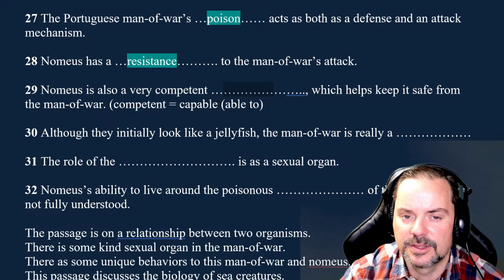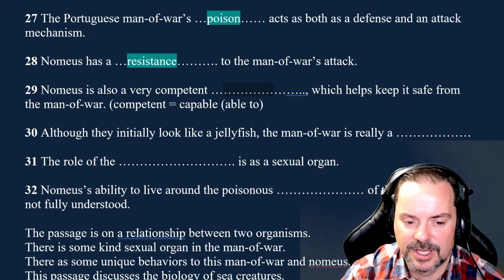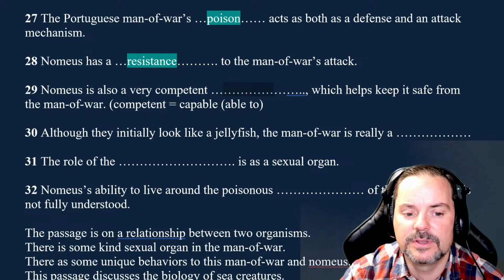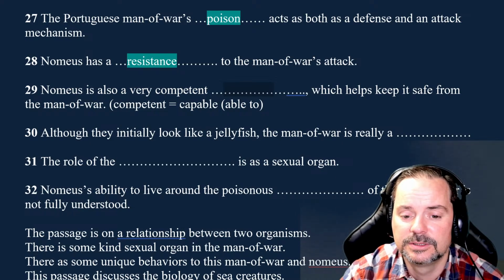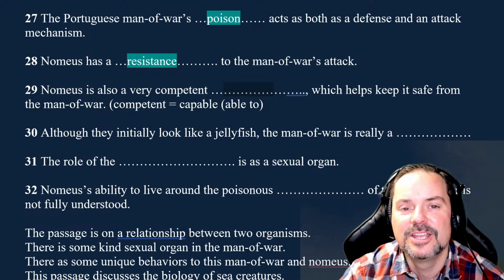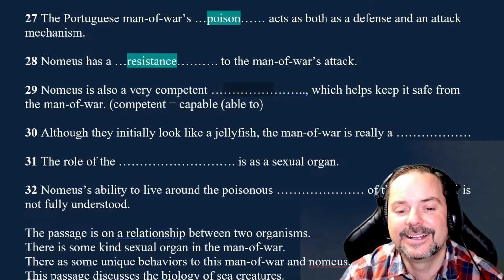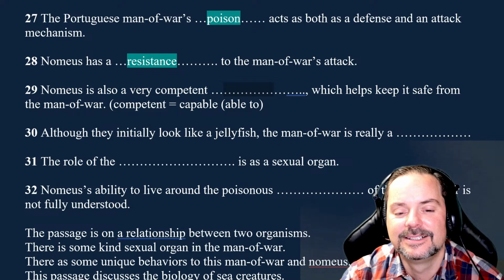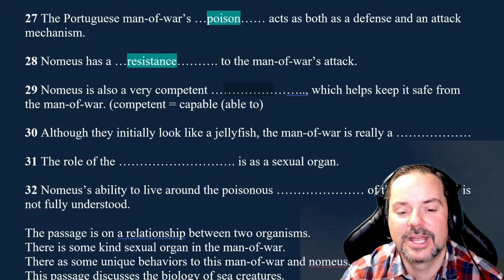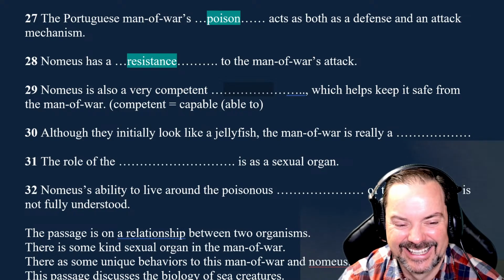And Anahita said this a few times during the class. That's my hint. So 29, Nomius is a very competent, it's a very capable or able. What can this fish do really well? What do fish do really well? Fish are really good at... Swim. That's swimming, right? Exactly.